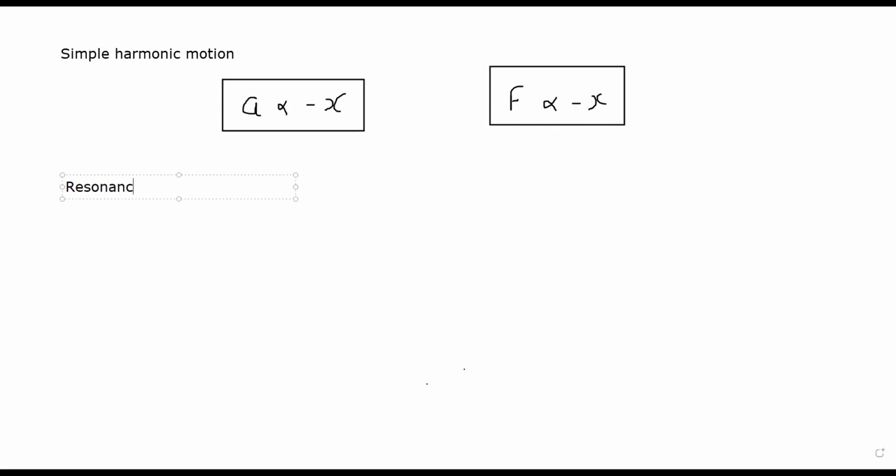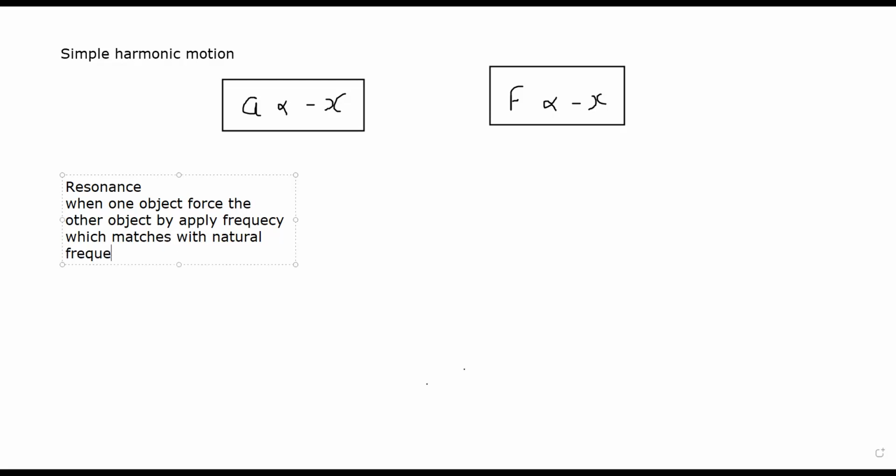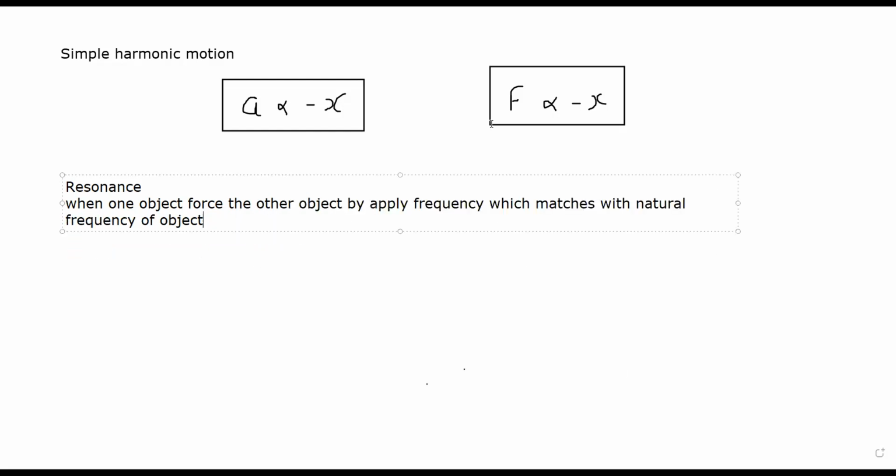The term resonance refers to when one object forces the other object to vibrate by applying a frequency which matches with the natural frequency of the object. So when we force the object to vibrate by applying a natural frequency, we call this phenomenon resonance.